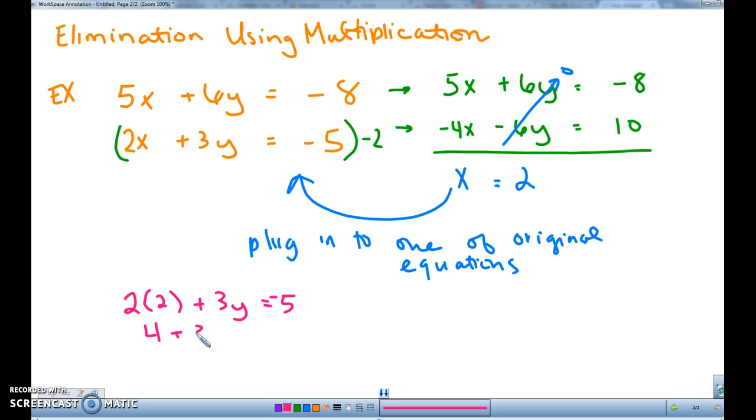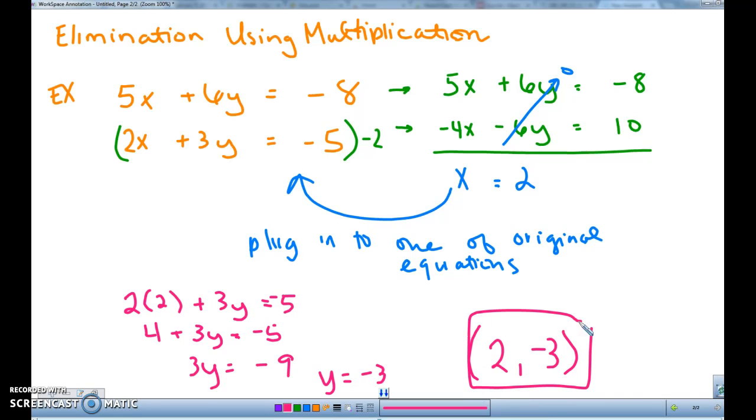That's 4 plus 3y equals negative 5. I subtract the 4 to the other side. 3y equals negative 9. I divide both sides by 3. Y equals negative 3. So my point then would be 2 comma negative 3. And that is my answer. Okay, so we're not changing much of the process other than one of my original equations might need to be multiplied by a constant.